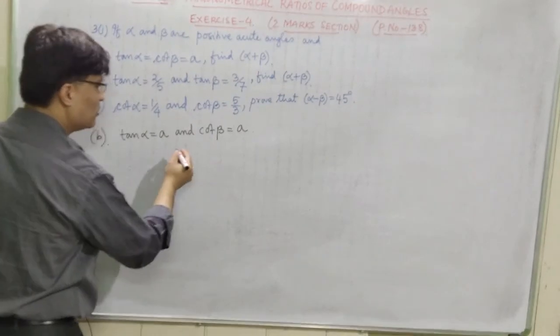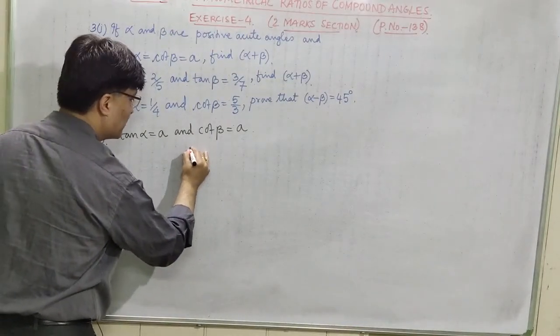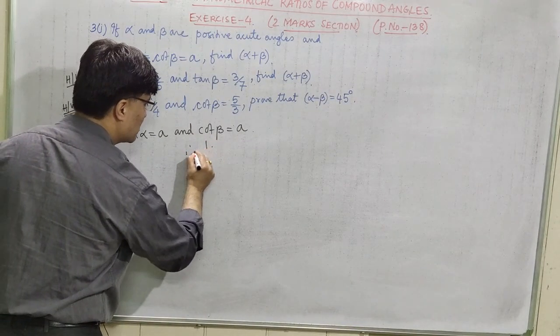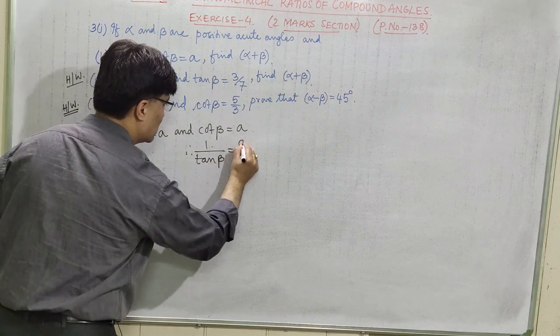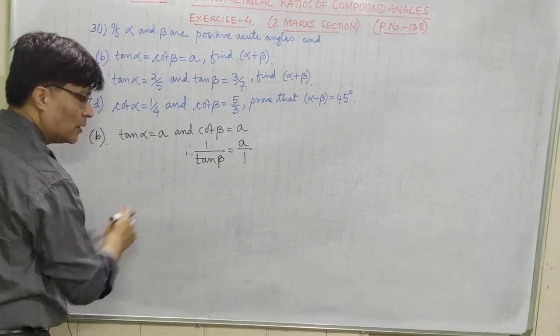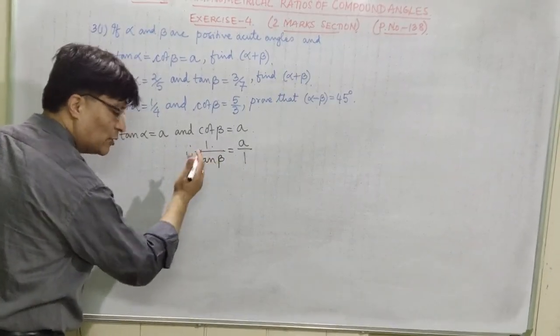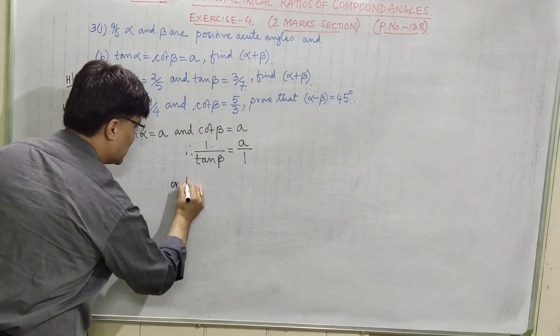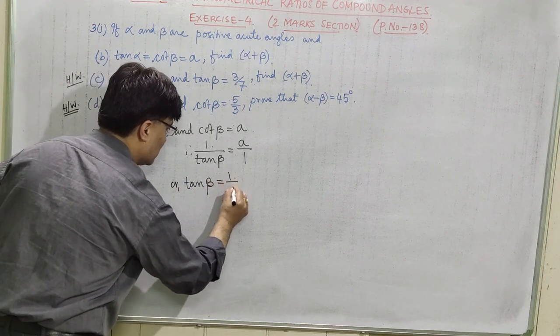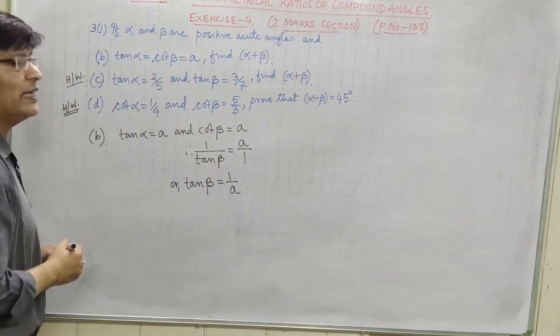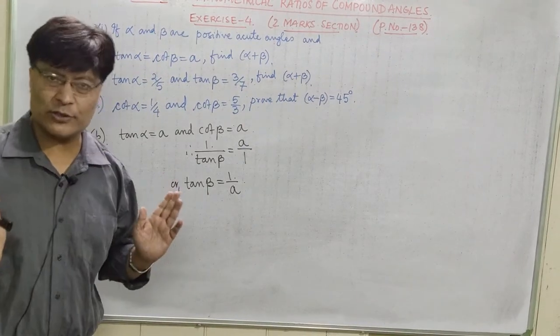So from cot beta you can easily get the value for tan beta. Therefore, what is cot beta in terms of tan beta? 1 upon tan beta is equal to A upon 1. So invert both the sides in order to get the value for tan beta, right? Inverting both the sides, tan beta is equal to 1 upon A. So I think you have understood it.